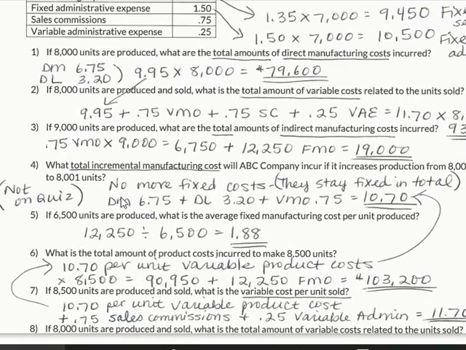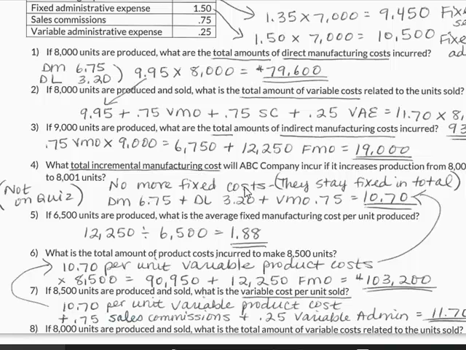Now in question 4, I didn't do one like this in class, so this will not be on the quiz. But here we're being asked for the total incremental manufacturing cost if the company increases production from 8,000 to 8,001 units. In other words, if they make one more unit, how much more will they have to pay to make one more unit?